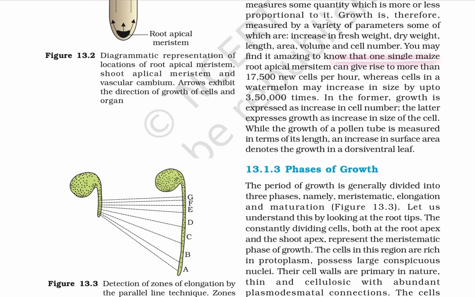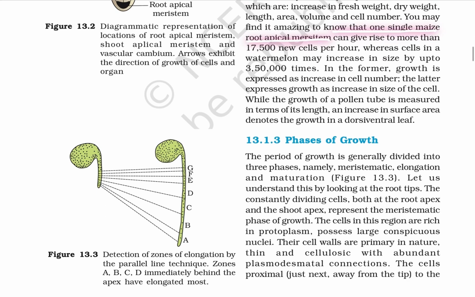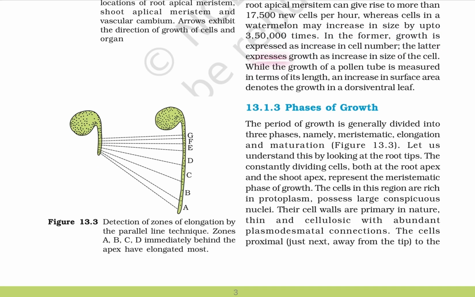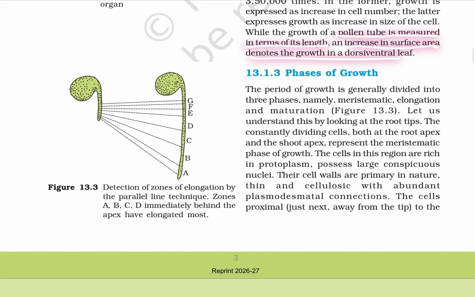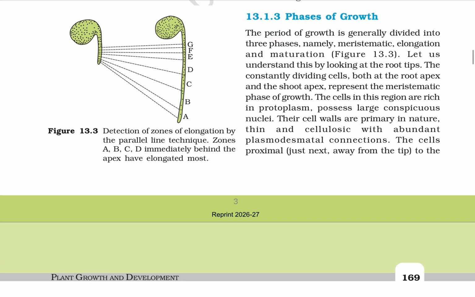You may find it amazing to know that one single maize root apical meristem can give rise to more than 17,500 new cells per hour, whereas a watermelon can increase in size up to 350,000 times. In the former, growth is expressed as an increase in cell number, and the latter expresses growth as an increase in the size of the cell. While the growth in a pollen tube is measured in terms of length, an increase in surface area denotes the growth of a dorsiventral leaf.